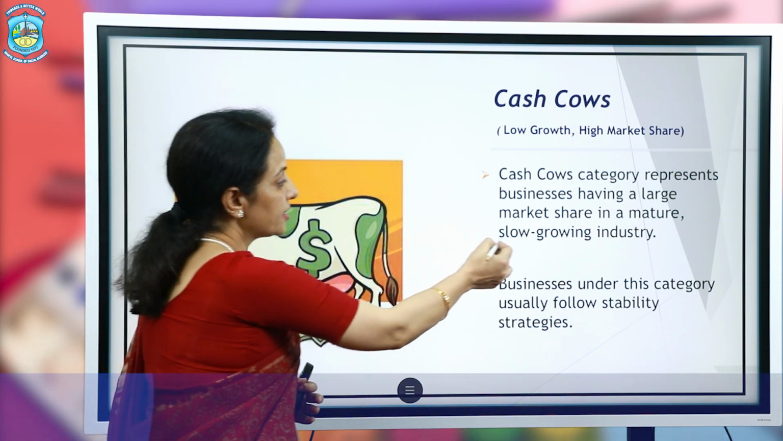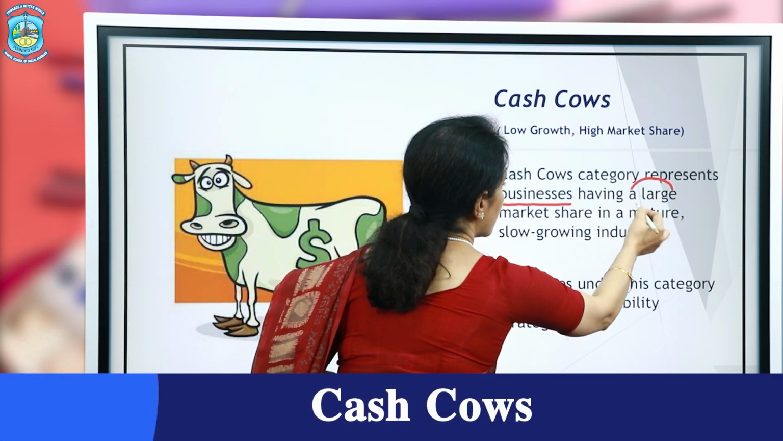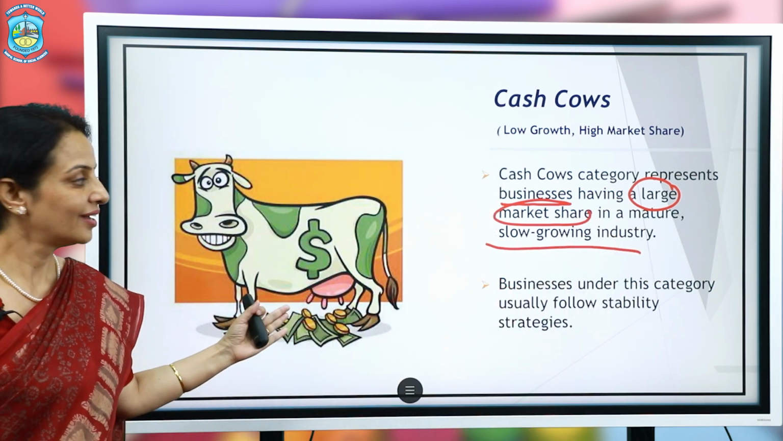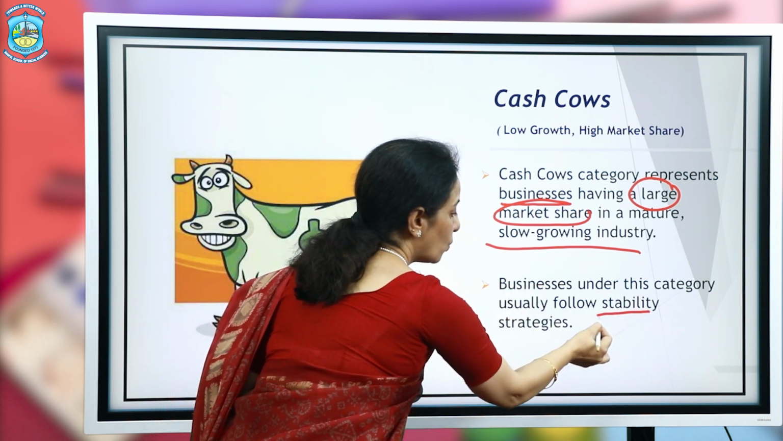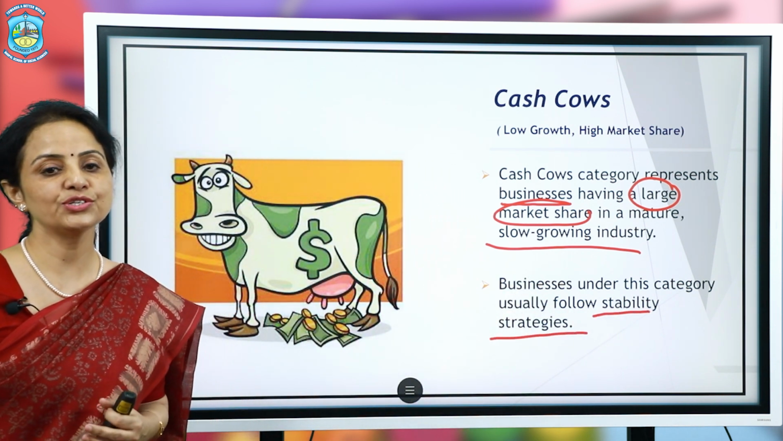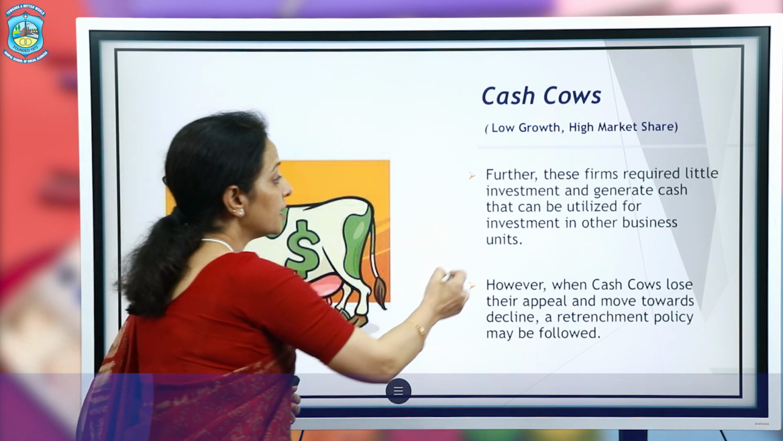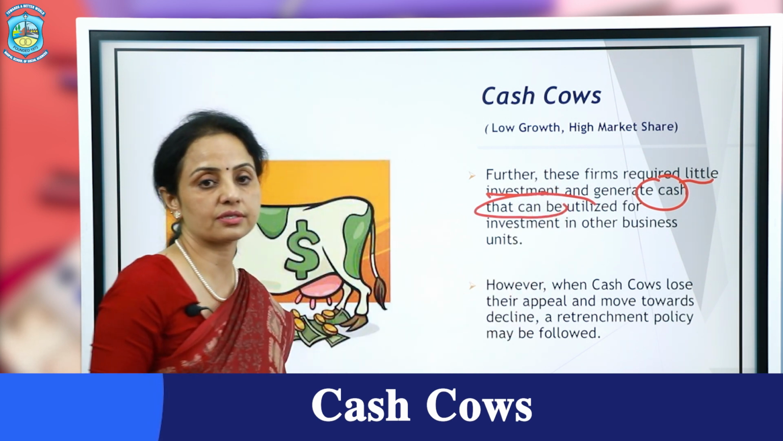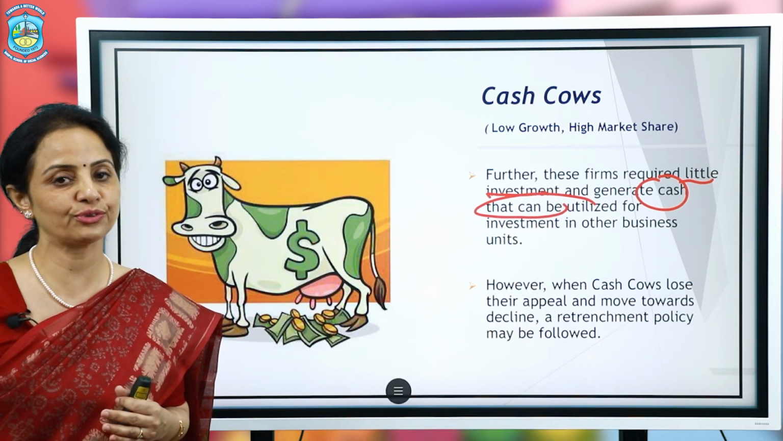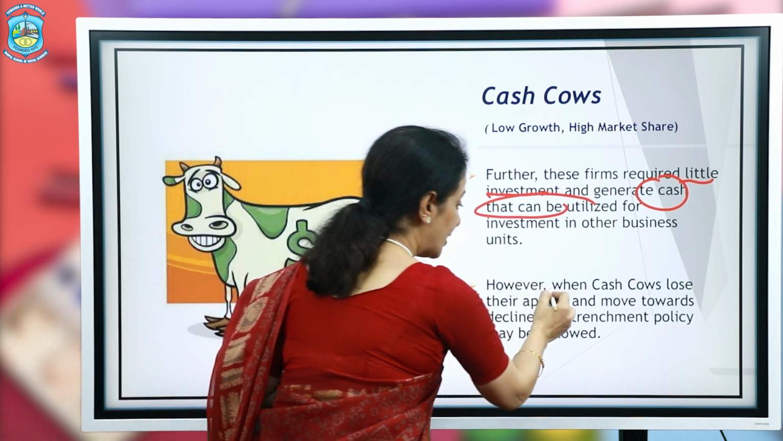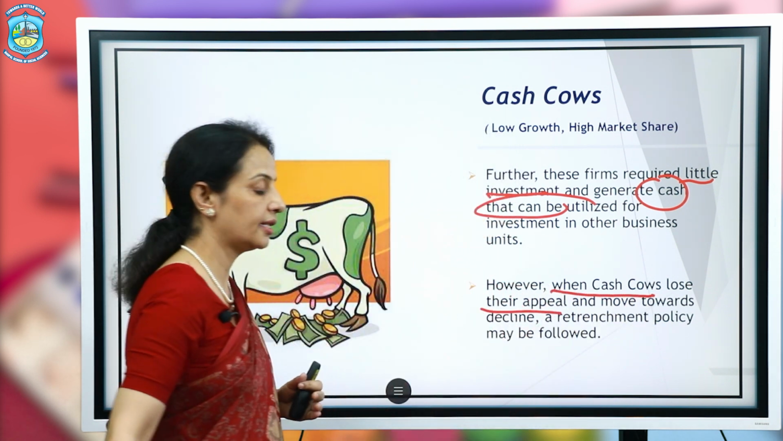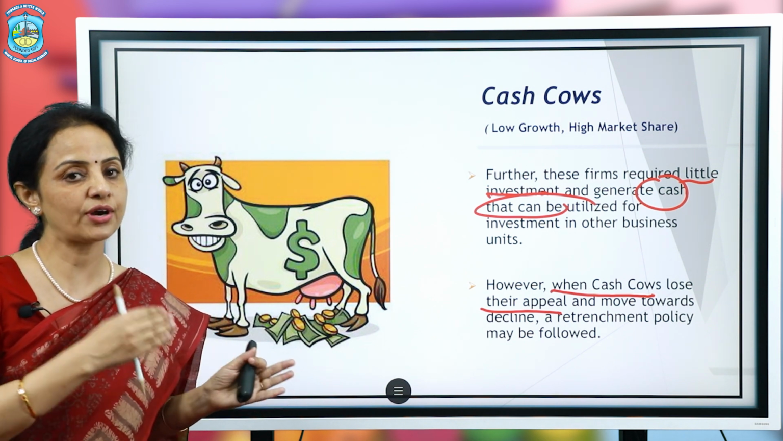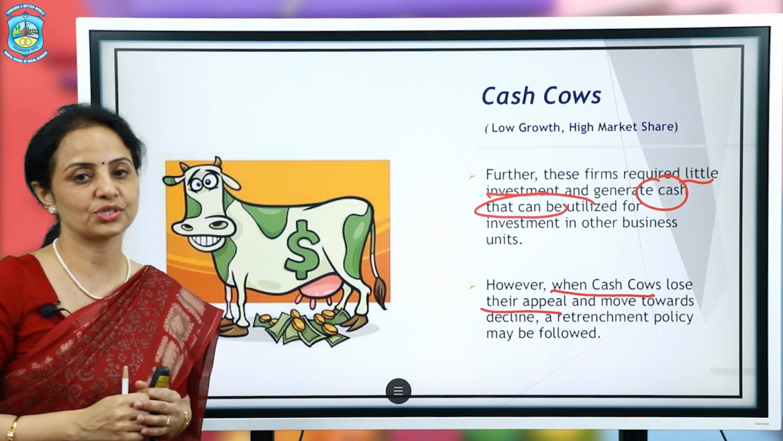Cash cows are the category which represent businesses having large market share, but these are now in the slow growing industry. Right? So businesses under this category, what will they do? They will follow stability strategies. Cash cows require little investment. Why? Because these are also called cash generators. They are also called net revenue generators for the firms. Right? So when these cash cows lose their appeal and move towards a decline, then the corporates will shift from stability strategies to retrenchment strategies.